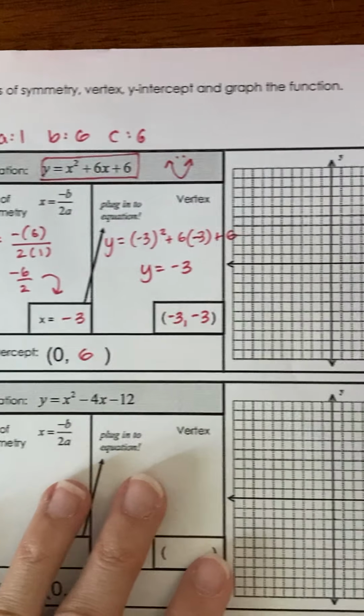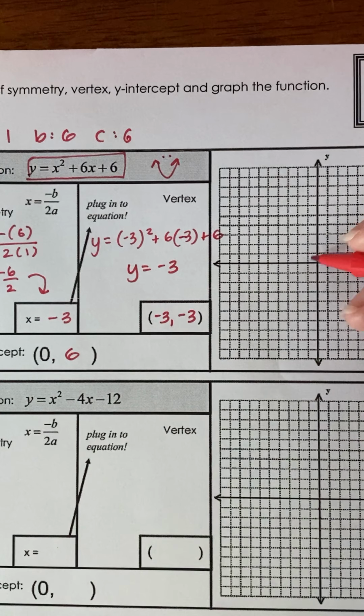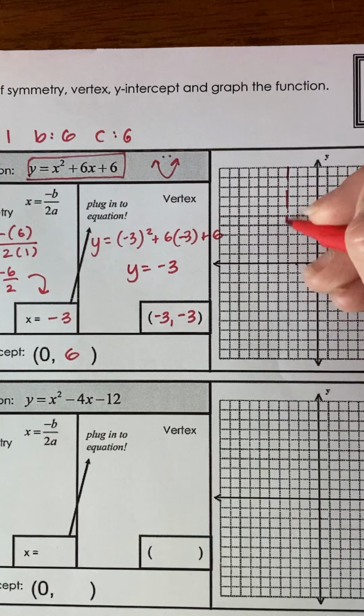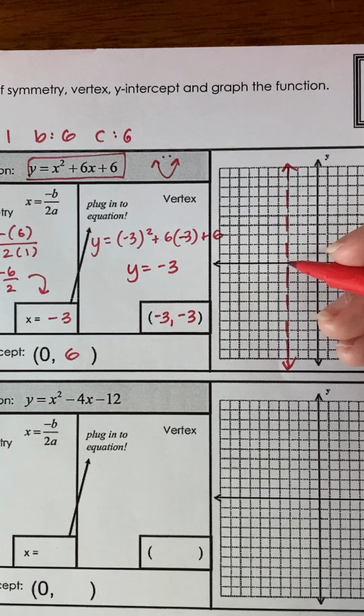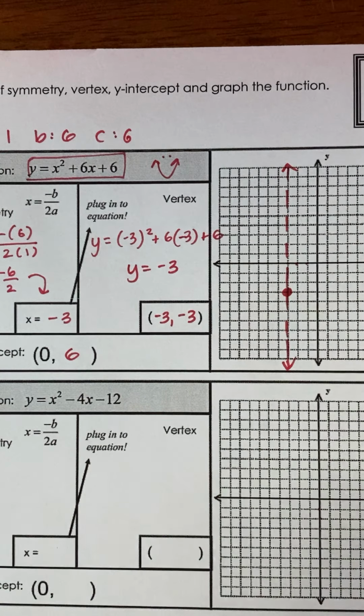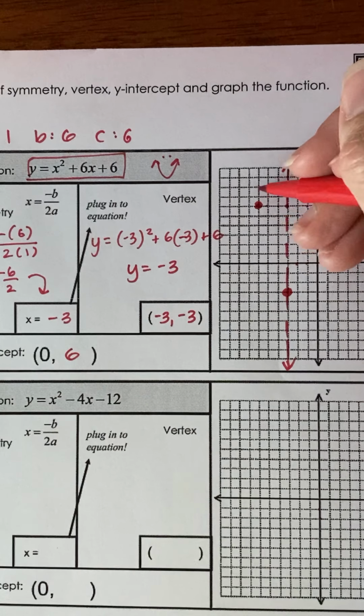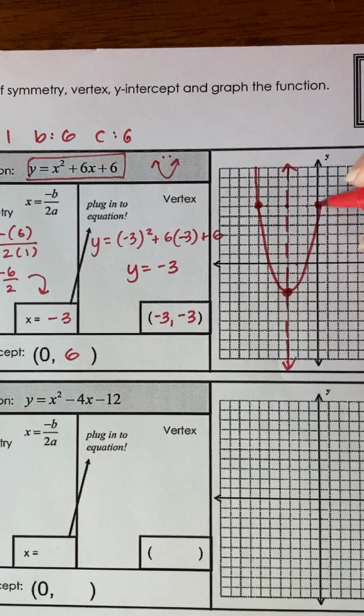All right, so x equals negative 3 is my axis of symmetry. So 1, 2, 3. I'm going to dash that line. And I have negative 3 for my vertex. (0, 6): 1, 2, 3, 4, 5, 6 for my y-intercept. And then make my mirror image point. So I'm 1, 2, 3 to the right of the axis of symmetry, so I'm going to go 1, 2, 3 to the left. And there you have it.